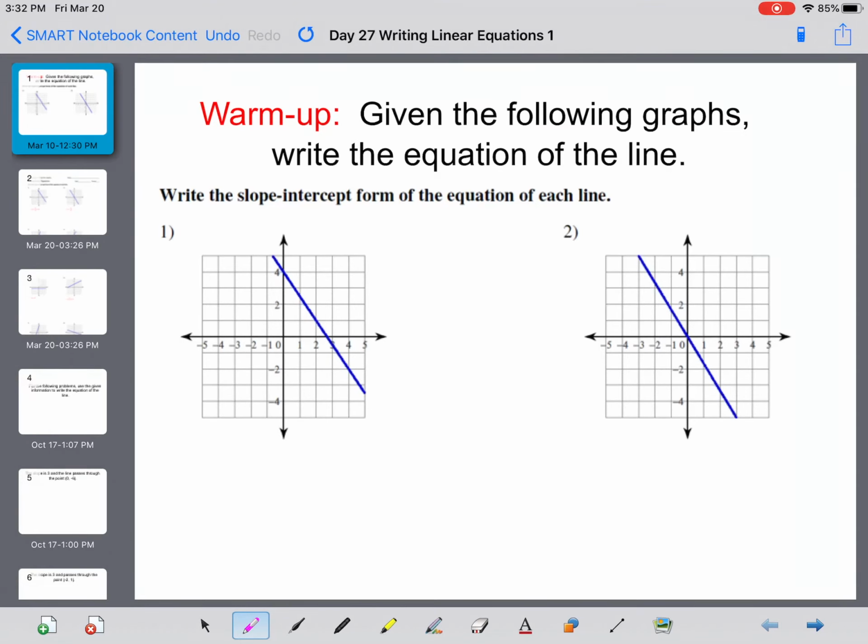Right, for day 27, I want you to go ahead and download and print out the copy of the Writing Linear Equations PDF that you can find on D2L. And for this warm-up, I want you to go ahead and write the slope-intercept form of the equation for the line. So remember, slope-intercept form looks like y equals mx plus b, so that means you need to identify what is the slope and what is the y-intercept. So see if you can figure out what that is from each picture, and then go ahead and plug them into the equation.